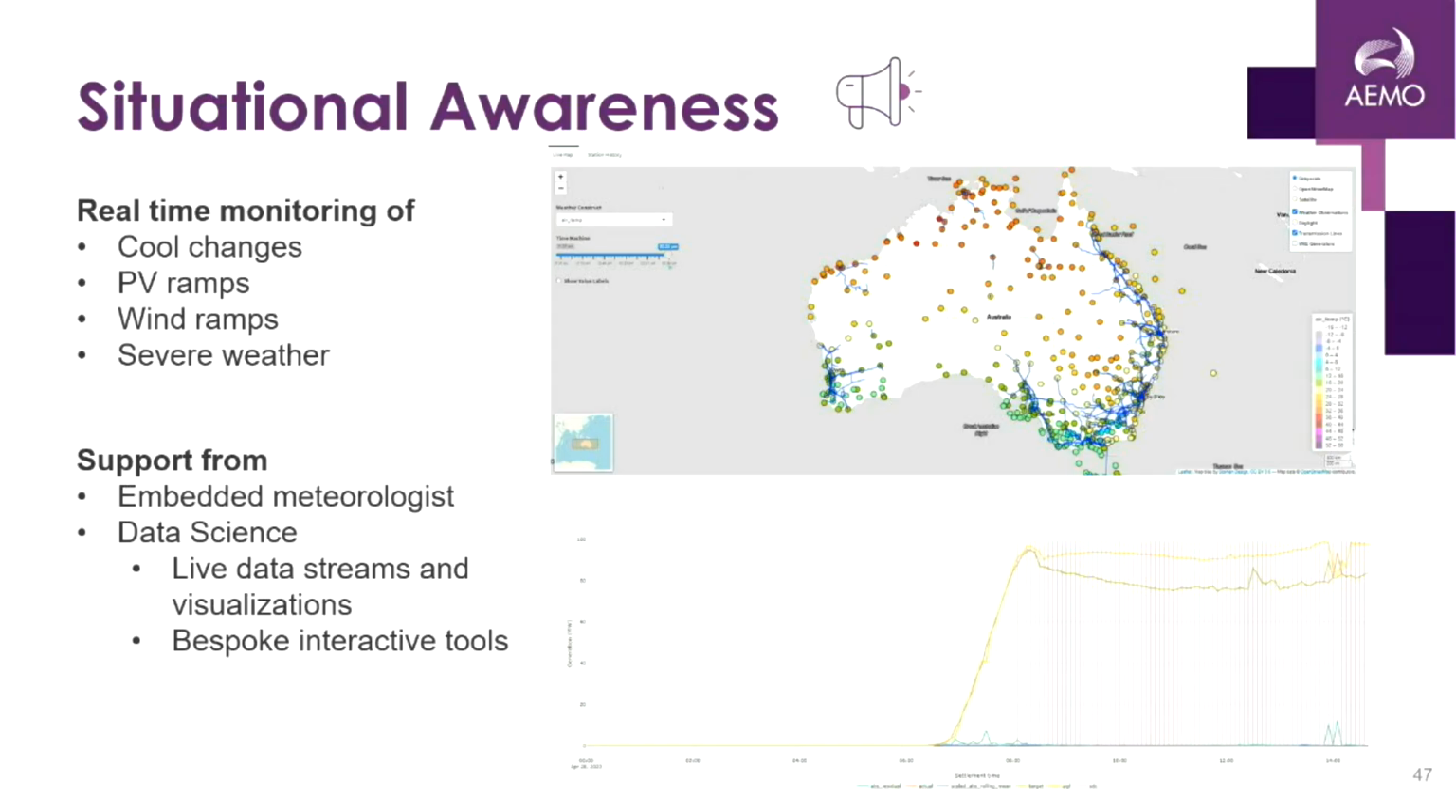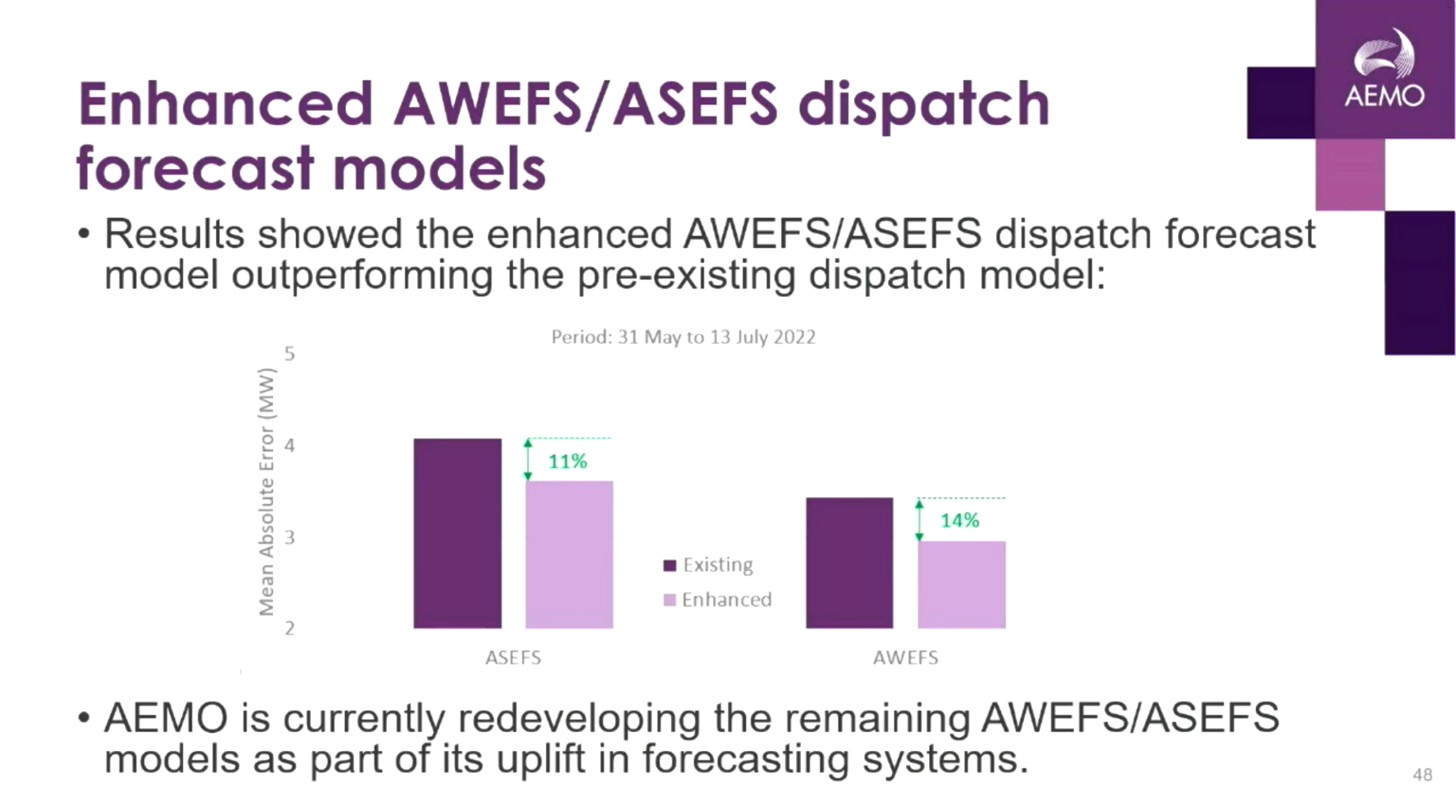Firstly, I guess where we are today, we've developed a number of situational awareness tools. That image is just showing that we pipe real-time data from all the Bureau weather stations around the country that updates every minute, and we pipe that into the control room so we can see cool changes or weather changes happening in real time and reconfigure the grid, as well as other bespoke tools, which I probably don't have time to go into too much today.